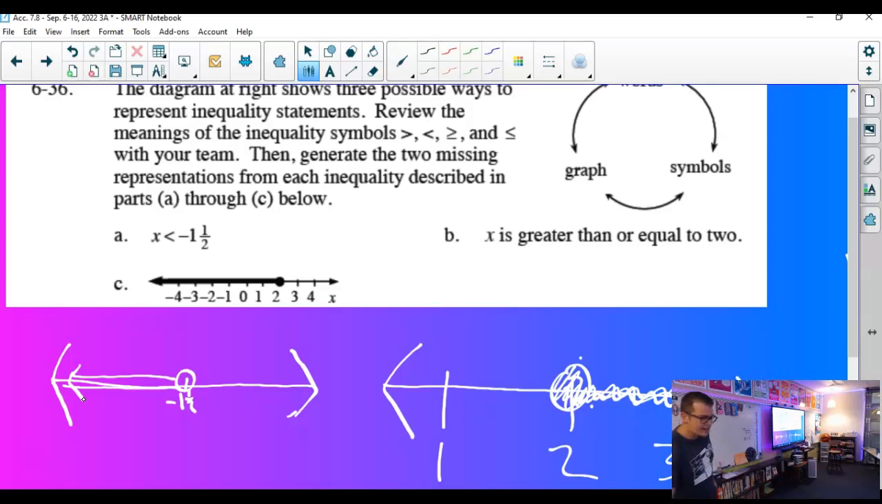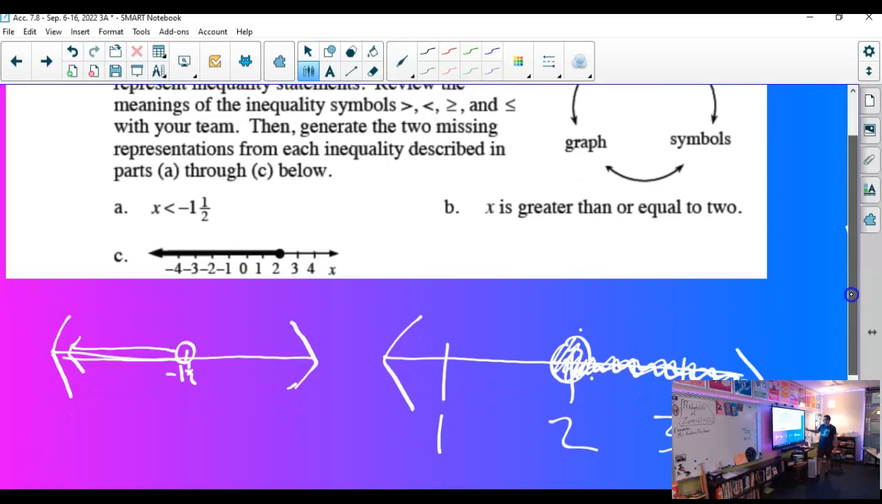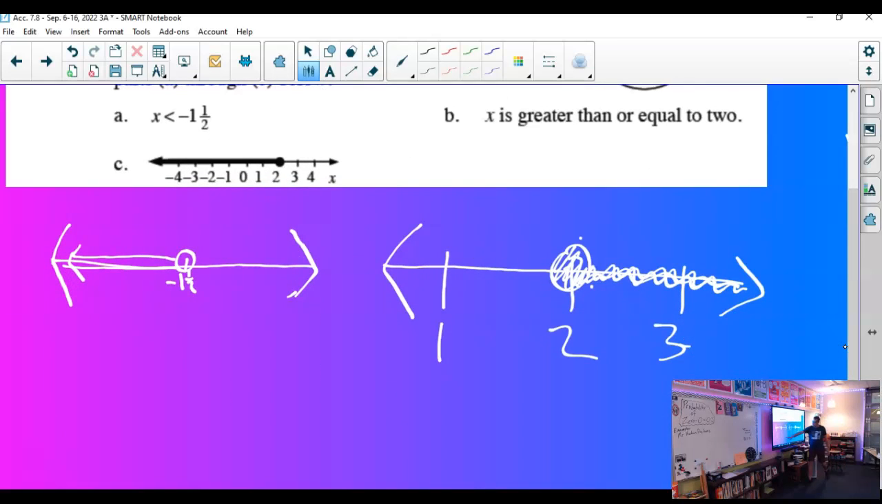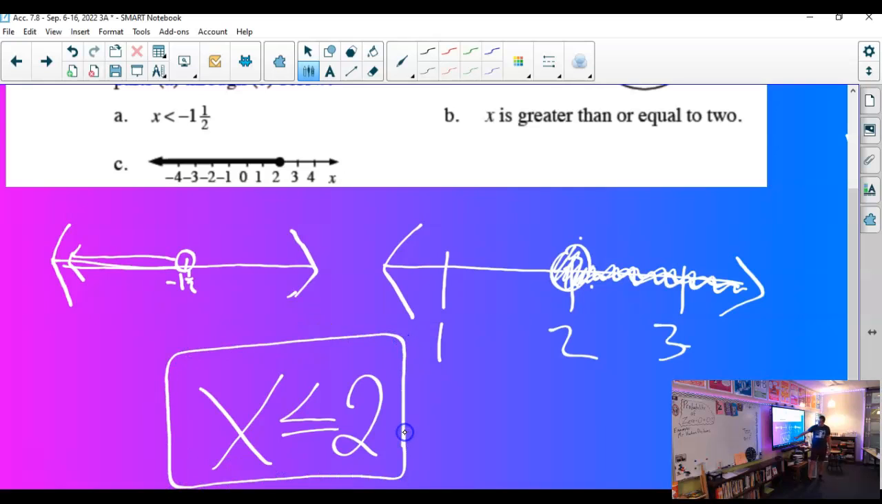On C, I can really just pick a card and have you say it. Lucy, can you say what C is representing? X is equal to or less than 2. So x is less than or equal to 2. Please make sure that that is what you had for C.